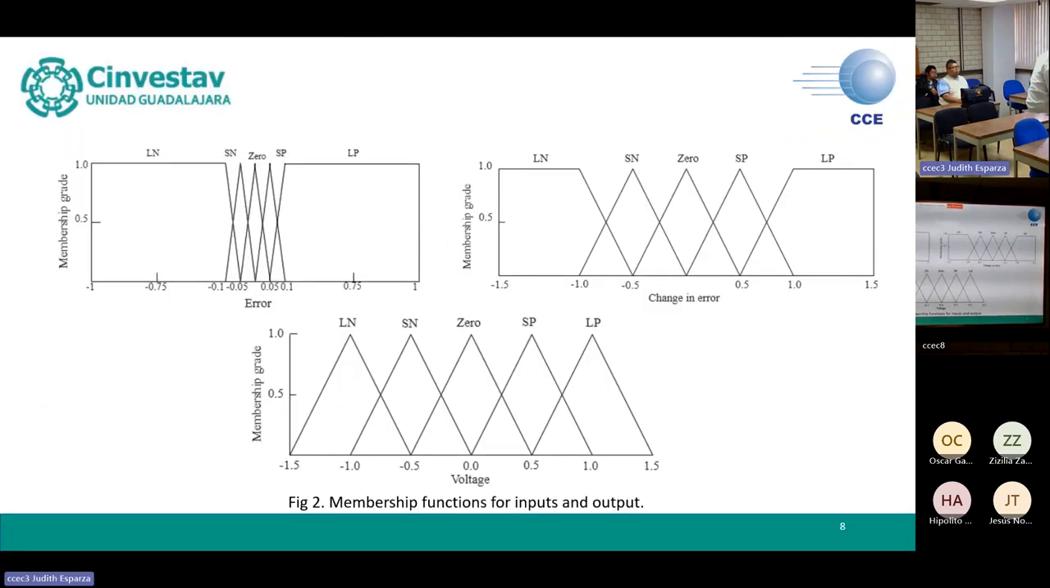In Figure 2, we show the membership functions for the inputs and outputs. For inputs, we use the Z membership function like this, and the S membership function with the triangular ones, and the 5 membership functions as large negative, small negative, zero, small positive, and large positive. In the case of the output, we just use the triangular membership function that helps us in the design of the defuzzification interface. We can make the calculus in the easiest way.